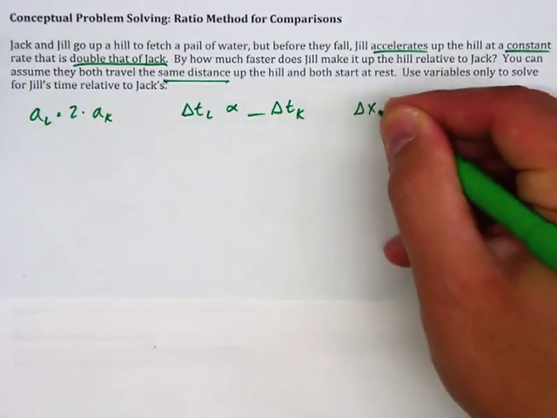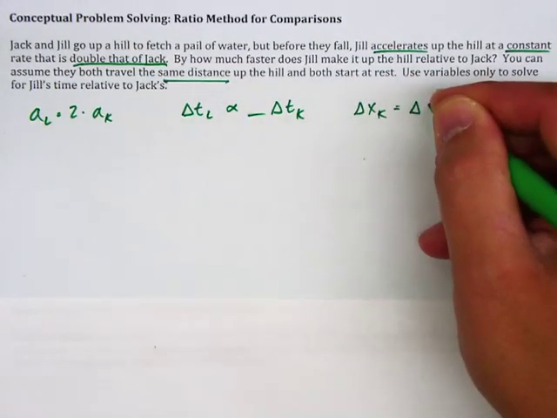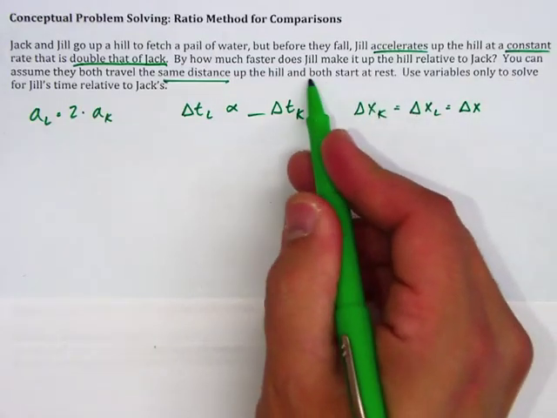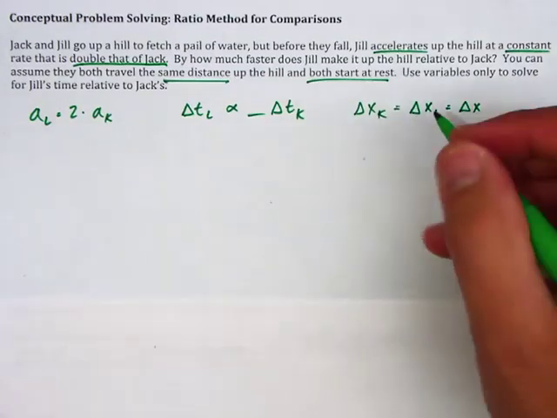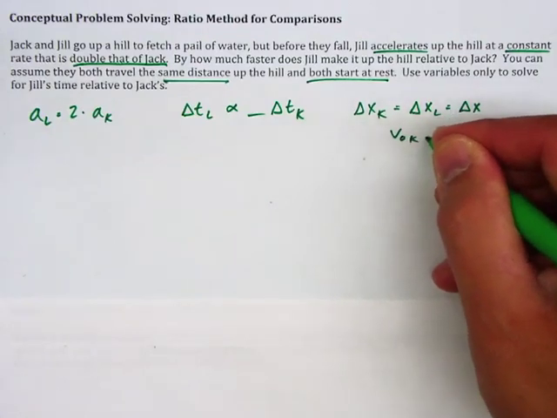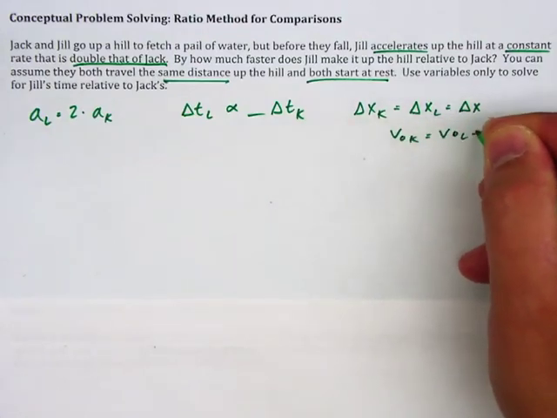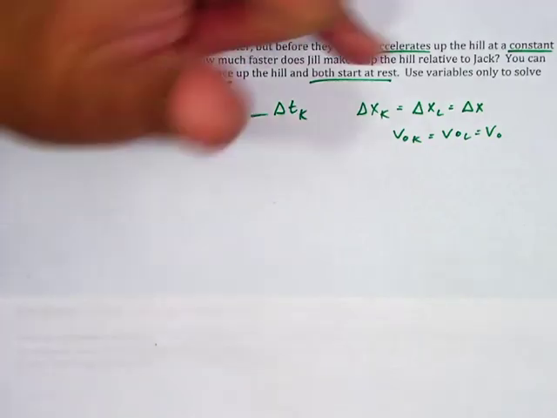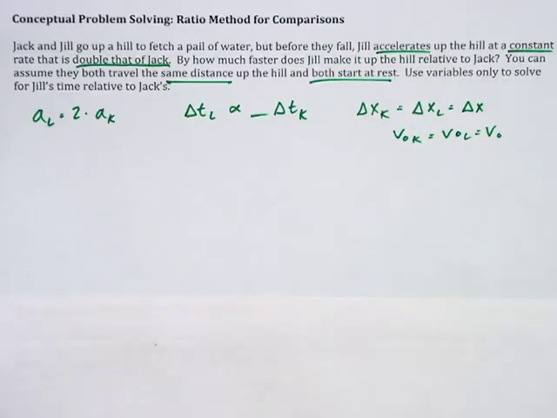So my delta x for Jack and my delta x for Jill will be the same, which I'll just call delta x. And they both start at rest. So V naught for Jack is equal to V naught for Jill, which is equal to V naught. It says use variables only to solve for Jill's time relative to Jack. So what we need to do is find an equation that relates the acceleration of Jack and Jill, the time, and the displacement. So it has to include those variables, and I'm going to show you how we can use a ratio to solve this pretty quickly.